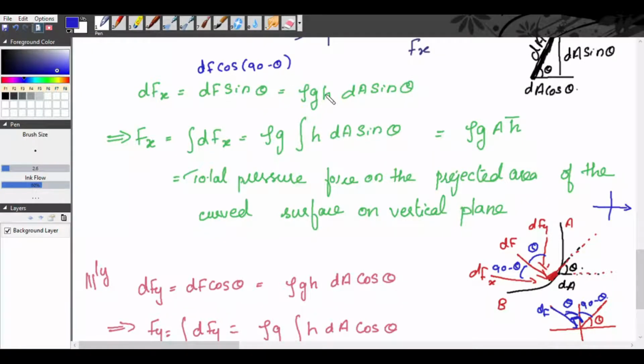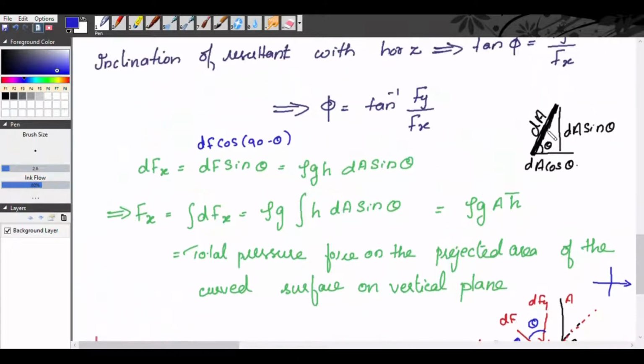So we get rho g h dA sin theta. How can you represent dA sin theta? See, if this is dA, and this dA makes an angle of theta with the horizontal, then the horizontal component becomes dA cos theta and the vertical component becomes dA sin theta. So what is dA sin theta? It is nothing but the vertical plane. Now dA sin theta means this is our vertical plane.